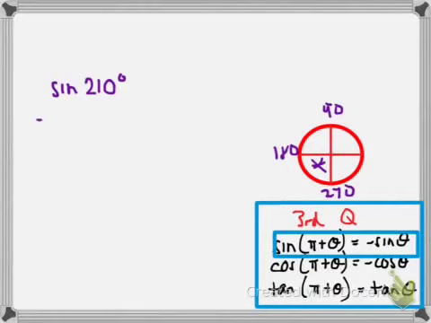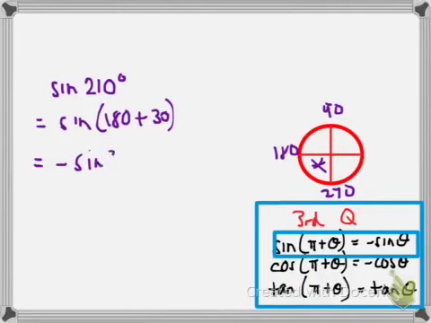Equals sine 180 plus 30, because 180 plus 30 gives 210. So that's the question we ask ourselves. Once we've seen it in the third quadrant, it's 180 plus an angle. What angle do we need? We need 30. According to our rule, that equals the same as negative sine 30. So sine 180 plus an angle equals negative sine of that angle. Sine 30 is a half, so it equals negative a half. Answer, negative a half.